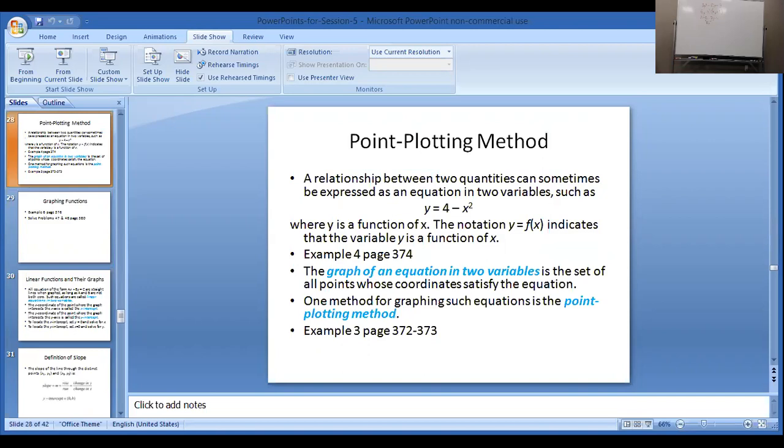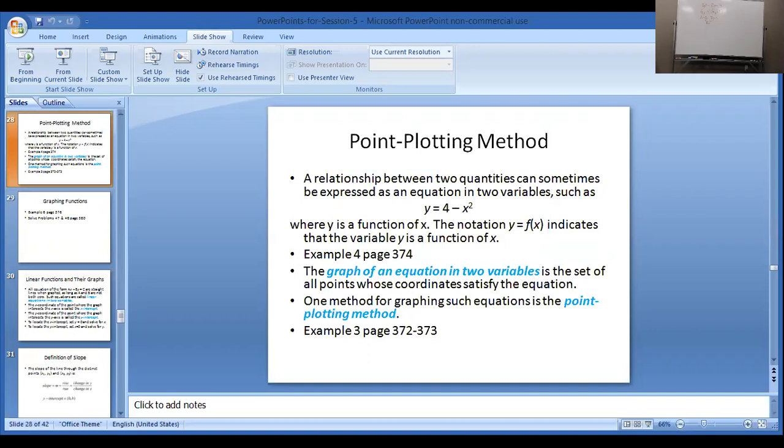Let's look at page 372, 373, an example of plotting. You can see, for example, at the top of example number 2, graph y equals 4 minus x squared. So just write a column for x, write a column for y. Give different values for x, you find different values for y. If x is minus 3, y would be minus 5. So one of my points is (minus 3, minus 5).